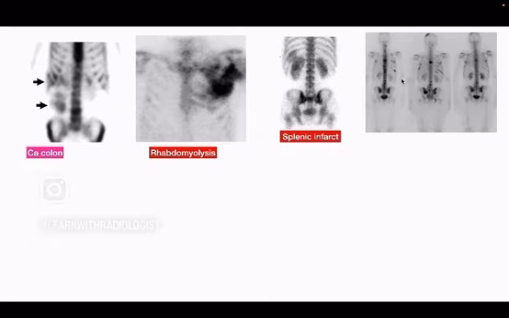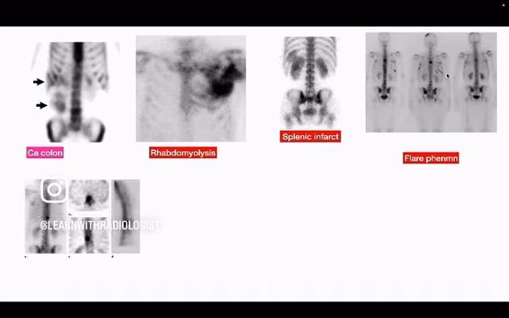And this type of picture can be seen in any cancer after treatment, because of the treatment response there will be increased uptake for some time. This is also known as flare phenomenon. This is not a case of progression of disease, it's a normal post treatment process, flare phenomenon.